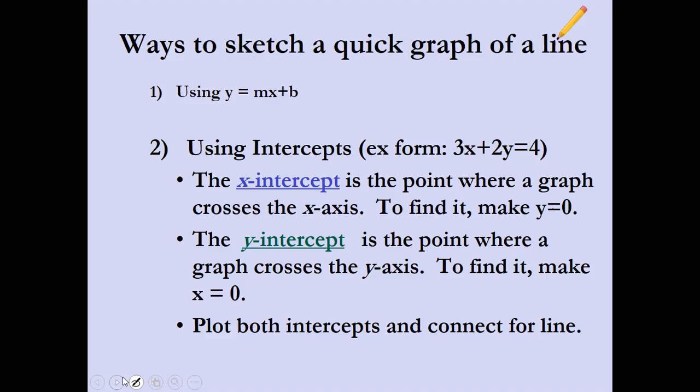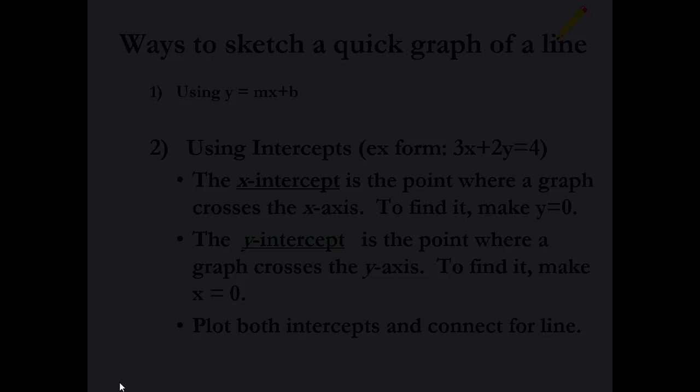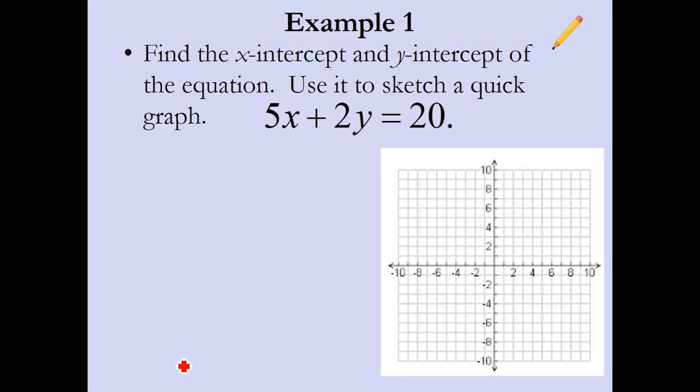So you may need to pause the video a few times here today. I'm going to go on here to sketch a quick graph using x and y intercepts.